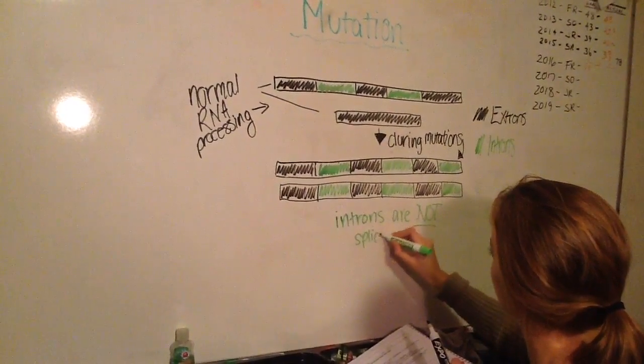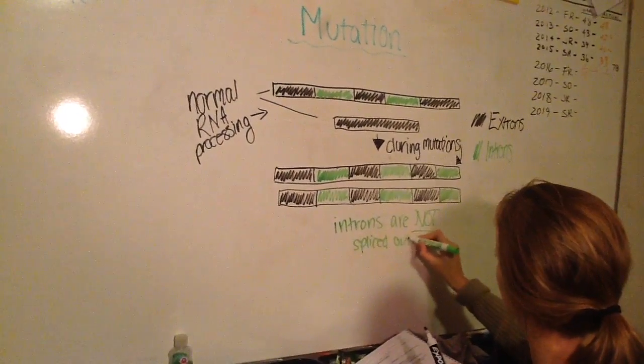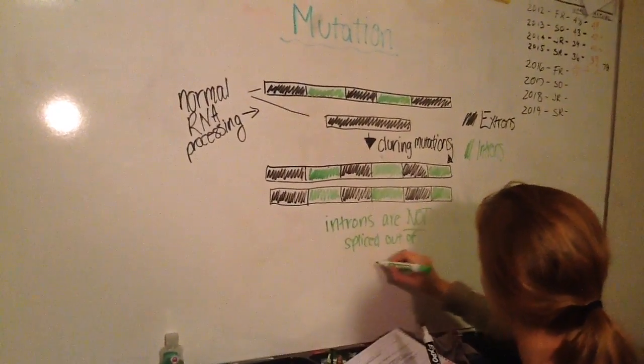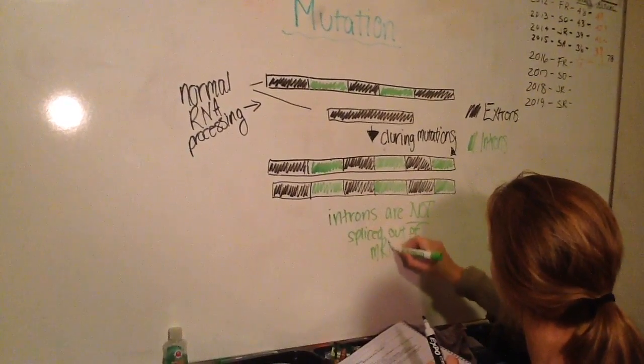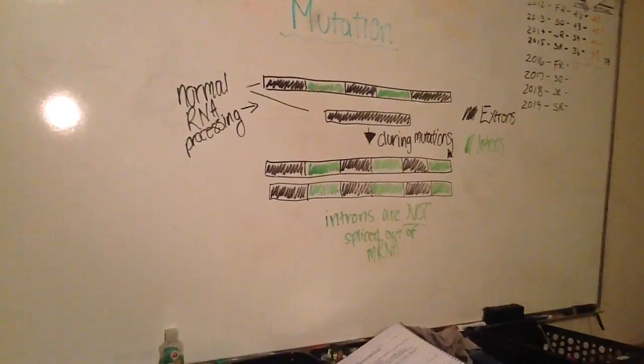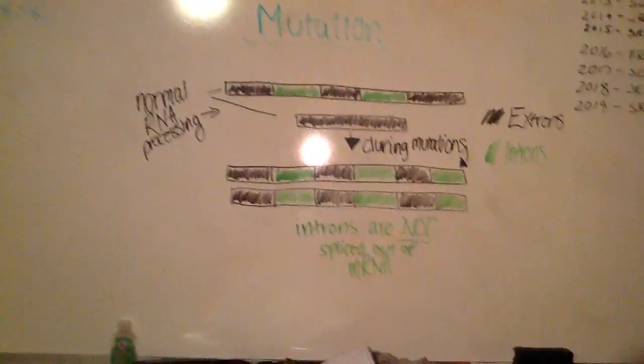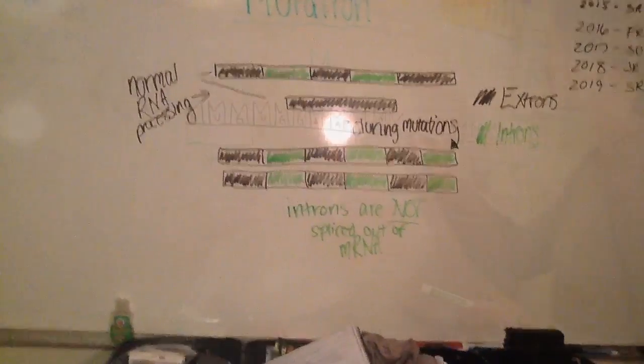However, sometimes during RNA processing, the introns are not removed from the mRNA strand and they cause a mutation. This does not allow for a protein to be produced. There are several types of mutations. Today we will be talking about nonsense substitutions and frameshift insertions.